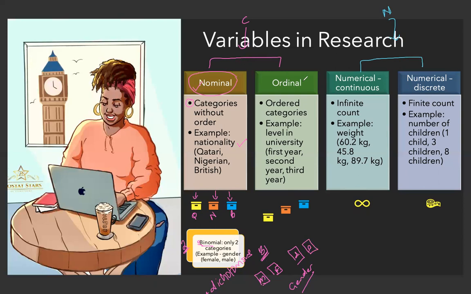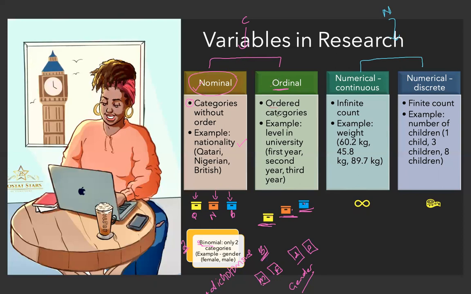Now coming to the ordinal, look at the name, ordinal, order. So now the groups or the categories actually have an order to them. This is the reason why I've drawn it like this, where you can see this is at the lowest possible level, this is at a higher level, that's another higher level. So we have groups, but we have order to them. They're not all on the same level. They're at different levels. So this is called an ordinal categorical variable.